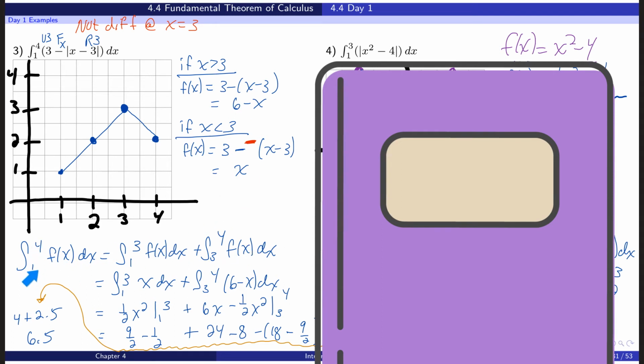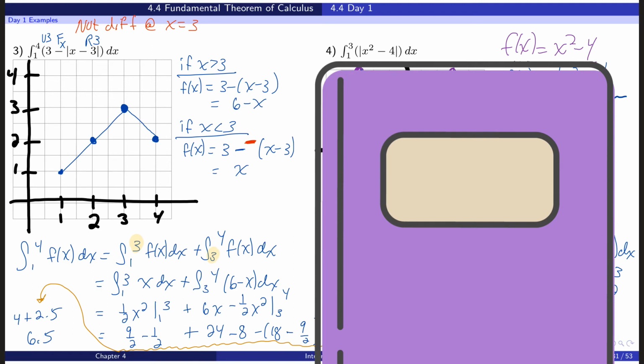If I want the area under the curve from 1 to 4, I'm going to separate it into two different functions, one of which goes from 1 to 3, and the other one that goes from 3 to 4, because 3 is the place where the derivative doesn't exist. So now, the first function is y equals x. The second function is y equals 6 minus x. Antiderivatives, substitute values, pay very close attention to the subtractions and all your signs, and you wind up with 6.5.